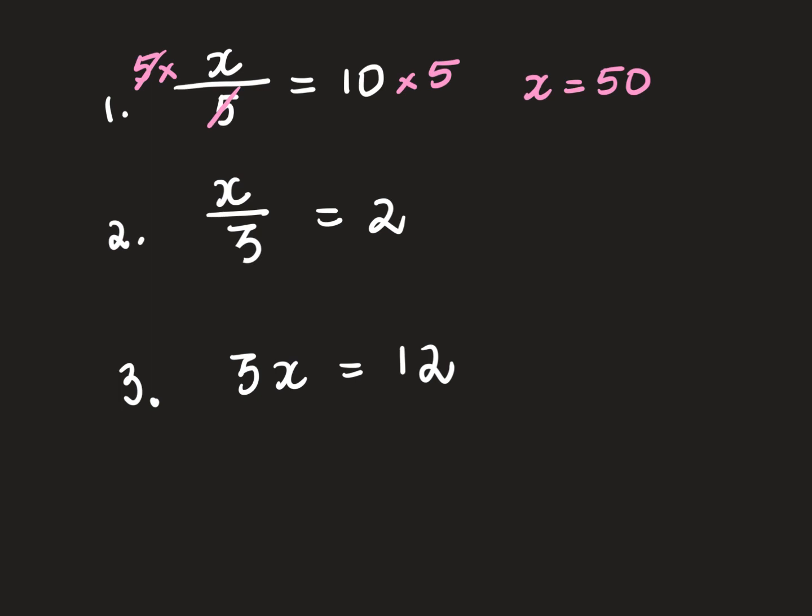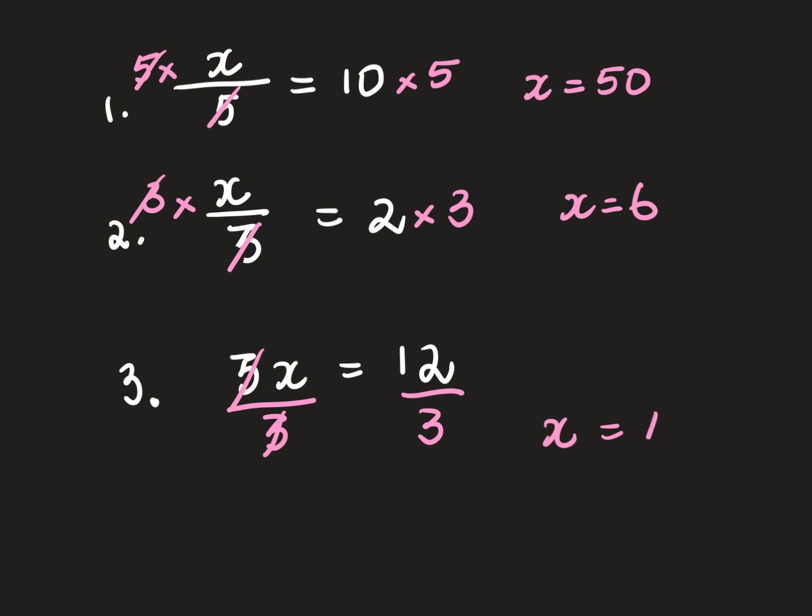This one here, I'm dividing by 3. What's the opposite of divide by 3? It's times by 3. X is equal to 6. Next one, 3x equals 12. Well, this is times. X times 3 is 12. Opposite of times 3 is divide by 3. 12 divided by 3 is 4.